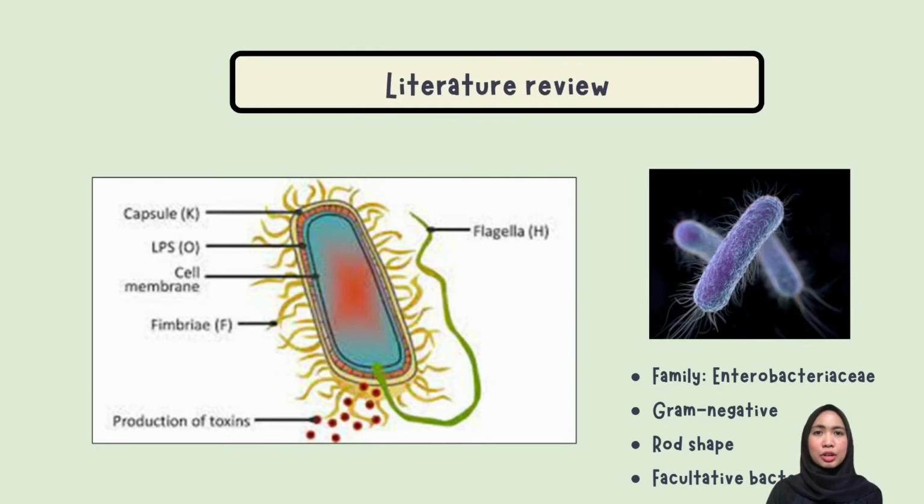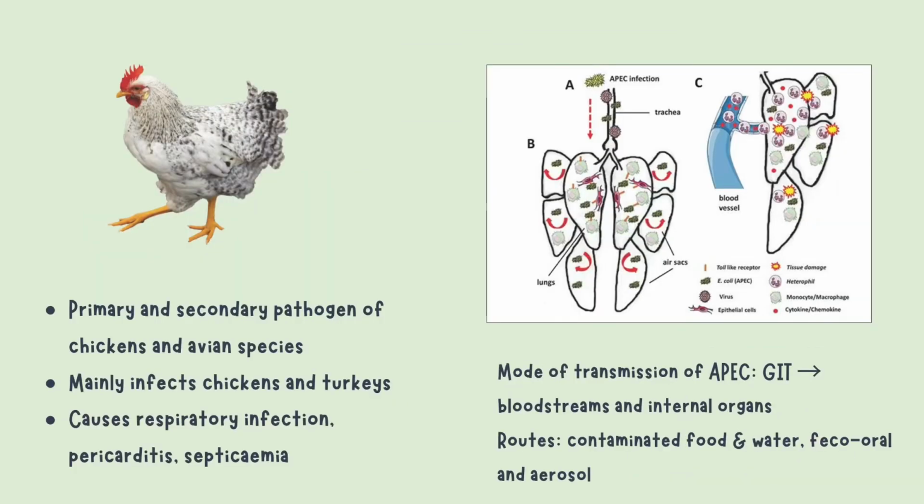E. coli is a gram-negative, rod-shaped, facultative bacteria belonging in the Enterobacteriaceae family. APEC is both a primary and secondary pathogen of chickens and other avian species. Broiler chickens and turkeys are some species that are susceptible to APEC infection.